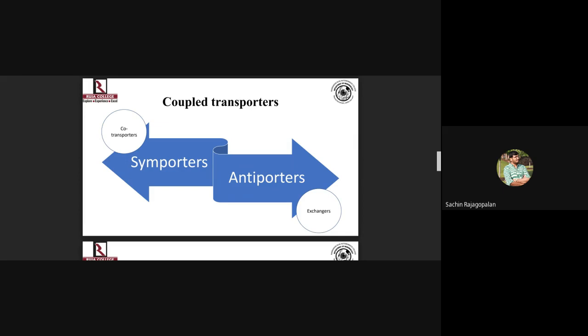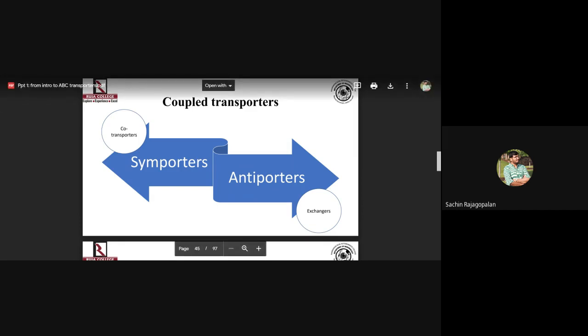So in this case, deficiency of one leads to toxicity of the other. See, in symporters, it was deficiency of one leading to the deficiency of the other. Here we are saying deficiency of one leads to toxicity of the other. Is it making sense to all of you? Are all of you understanding these two concepts here, symporters and antiporters? Yes, sir. Okay, fine.